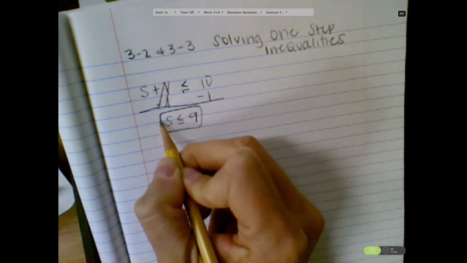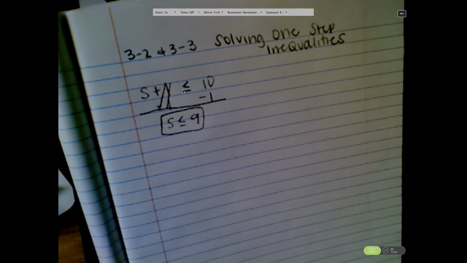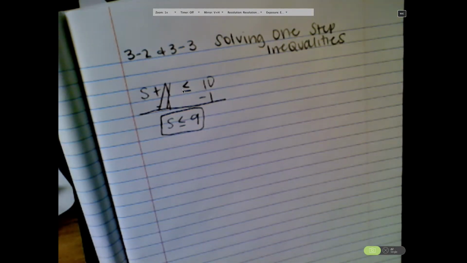Now it's important for you to understand, even though solving that was the same, that is not the same as s equals 9. What's the difference between s equals 9 and s is less than or equal to 9? Exactly. S can be a variety of numbers as long as the number is less than or equal to 9. So what are some numbers that s could be equal to in this example? 9, 8, 7, 6, 5, 4, 3, 2, 1.